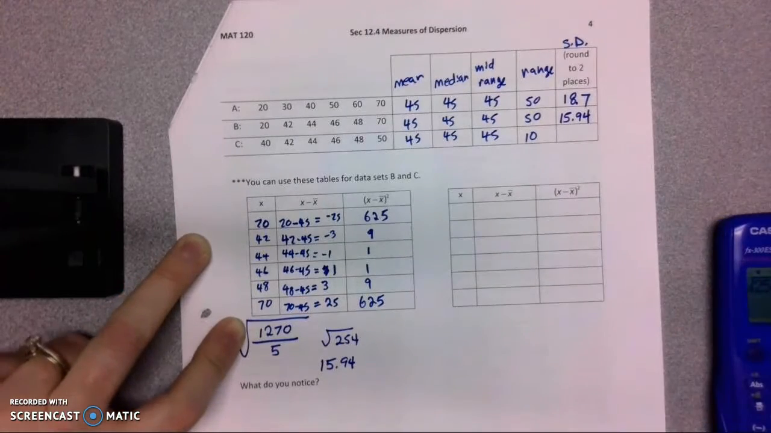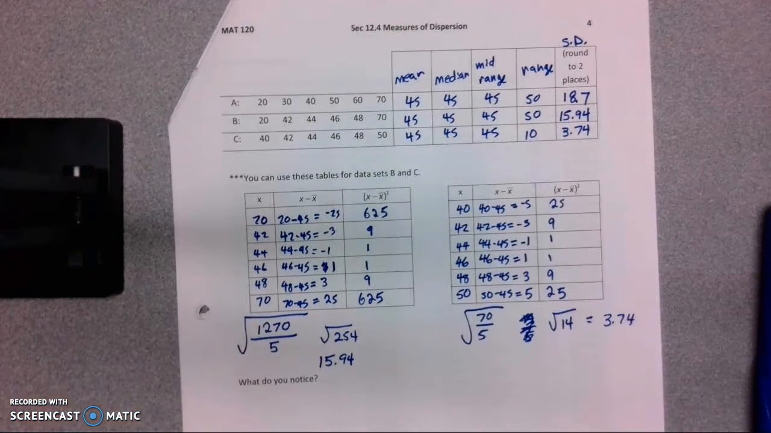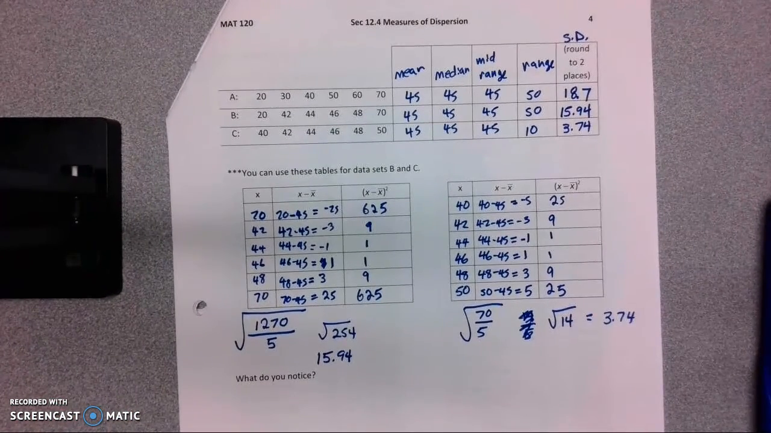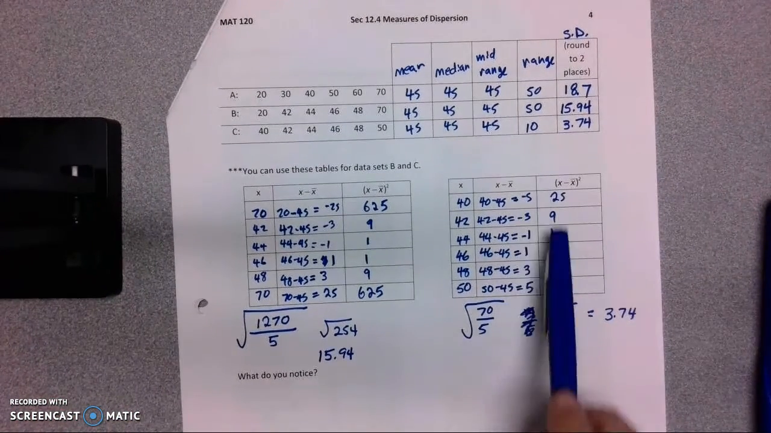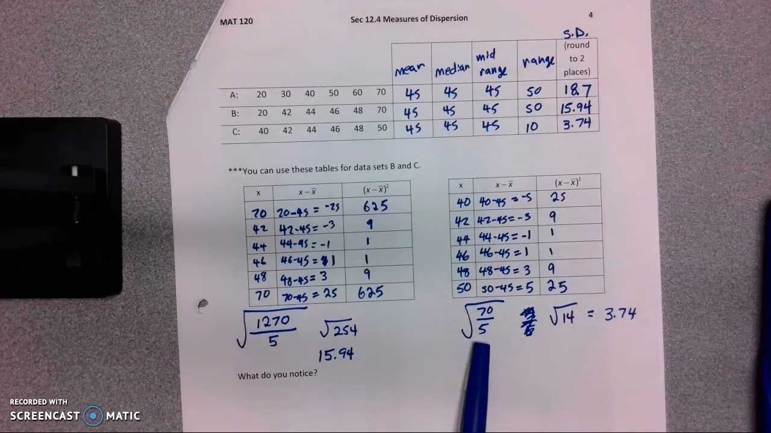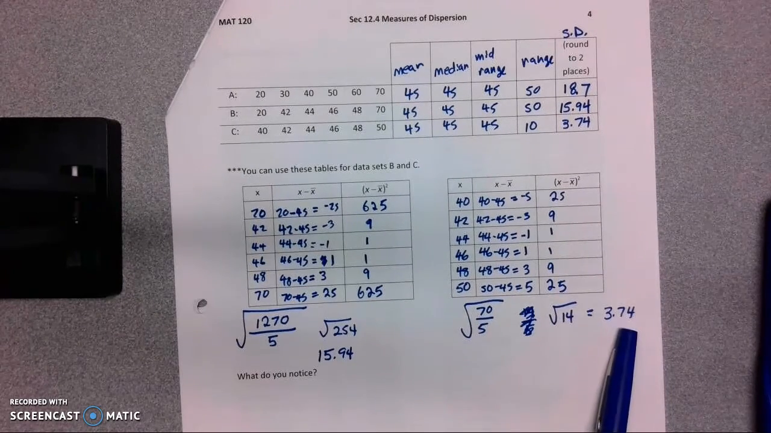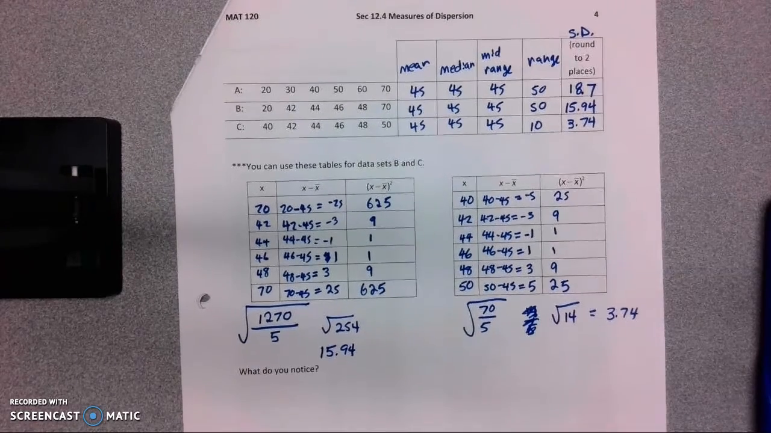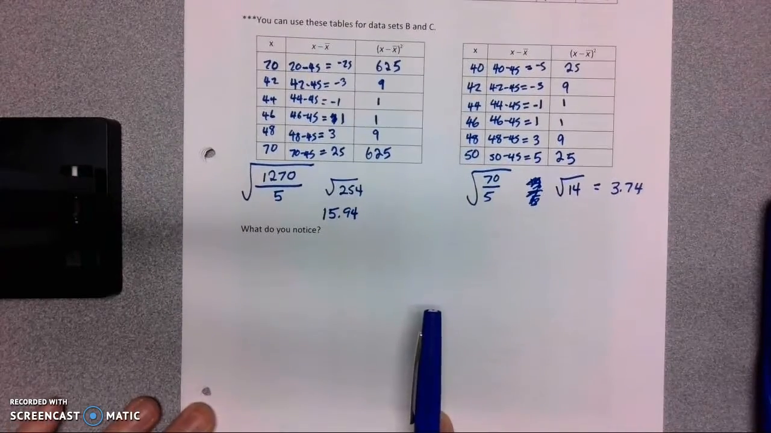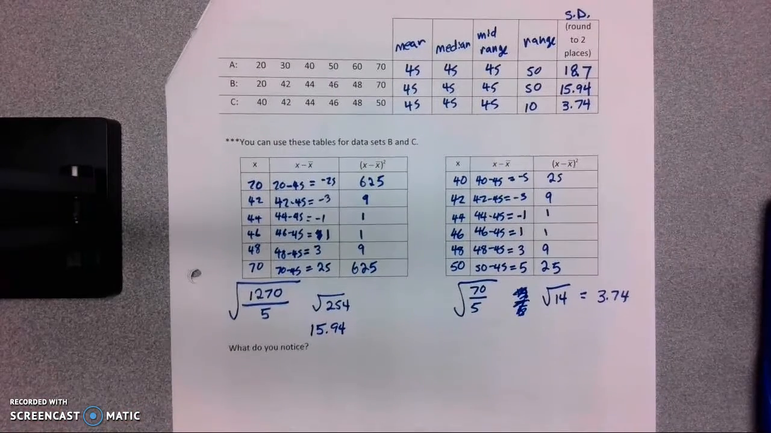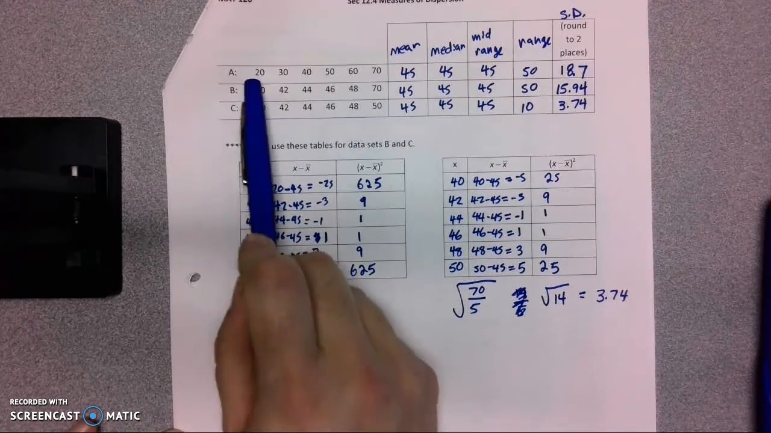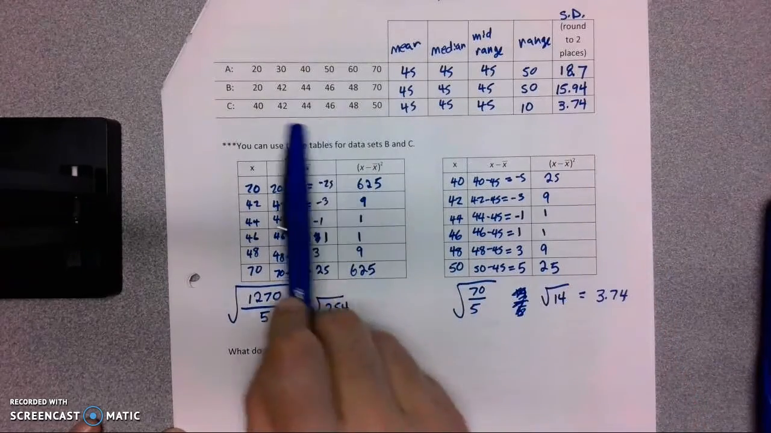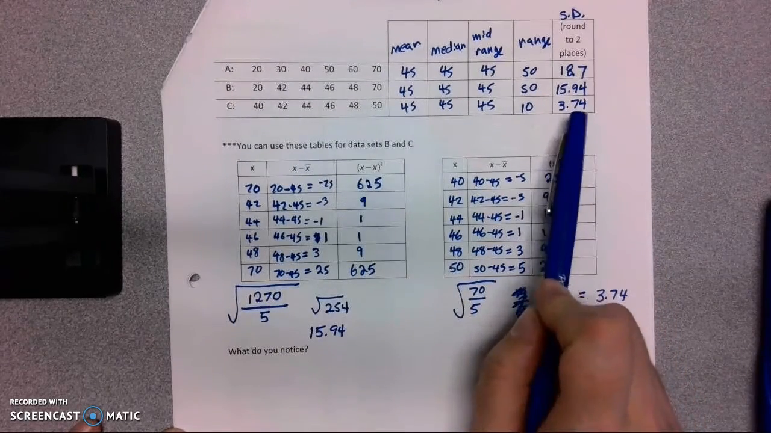Okay, let me give this next one a try. Okay, so filling out those standard deviations. We got the deviations, we squared them, added them up, divided by 5, took the square root, and should get 3.74. So what do you notice? The thing that I noticed here are that with the data set where the numbers are more spread out, I get a larger standard deviation. When I have a data set where the numbers are closer together, I get a smaller standard deviation.